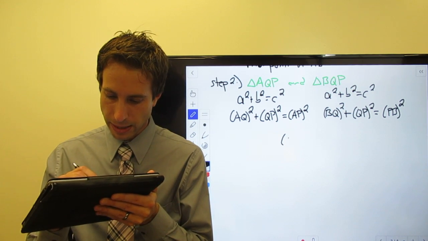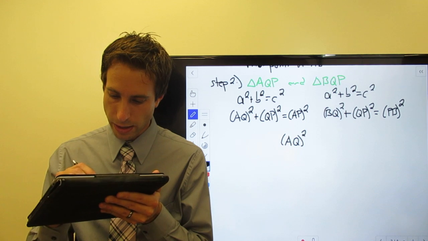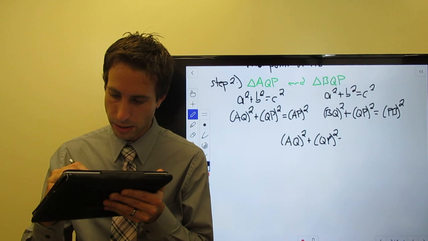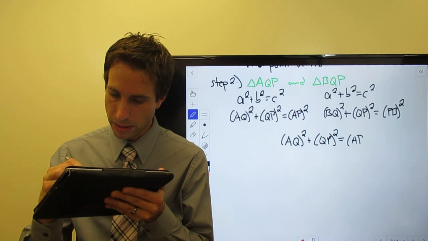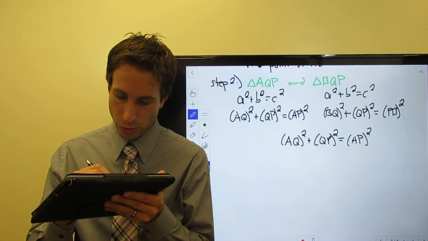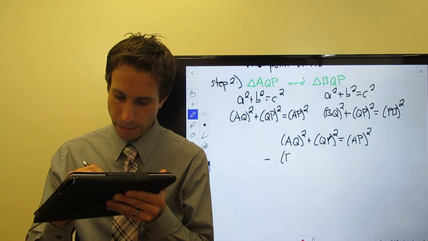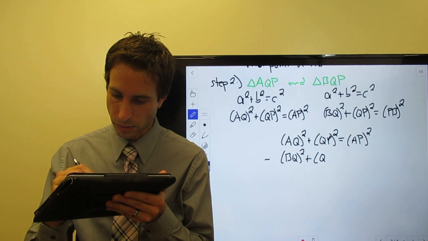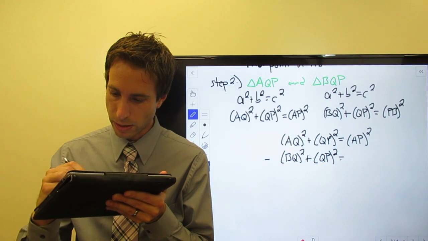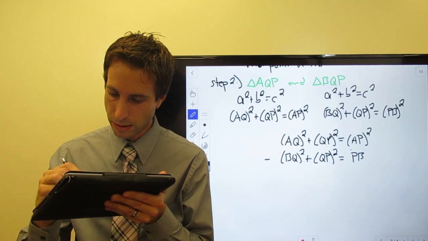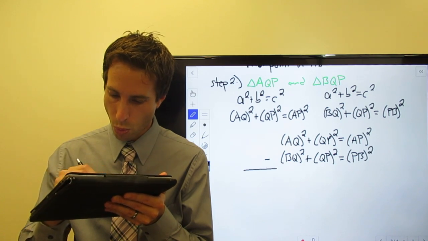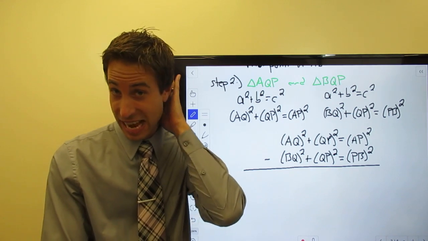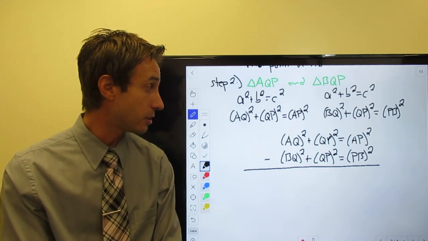I'm going to take AQ squared plus QP squared equals AP squared. And I'm going to subtract from it BQ squared plus QP squared equals PB squared. Here we go. I'm just going to subtract those two equations. Well, this is actually really pretty easy to do. Here's what I'm going to do.